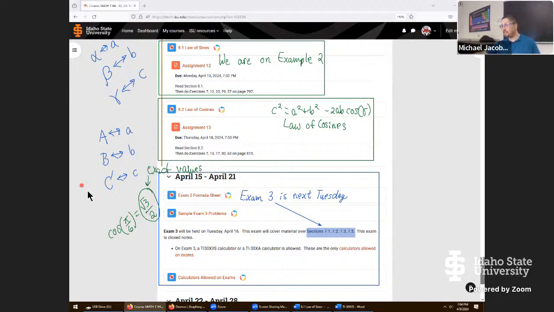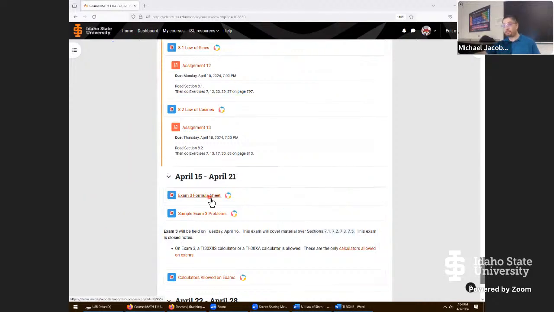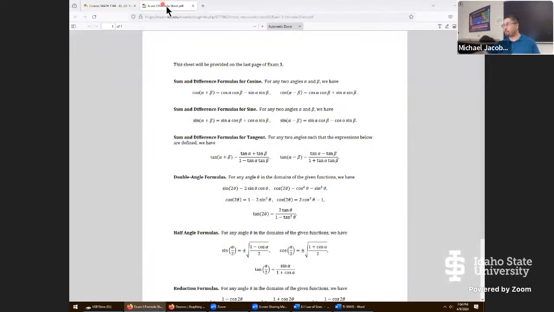Okay, well, for the rest of the announcements, we have our third exam. So as you study for the third exam, the major thing you'd want to have pulled up is the exam 3 formula sheet. Yes, this is the actual last sheet of the real third exam.